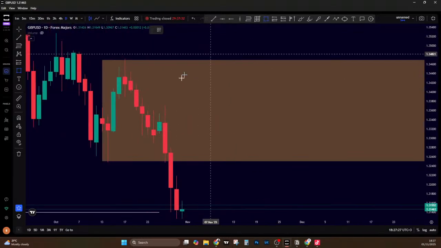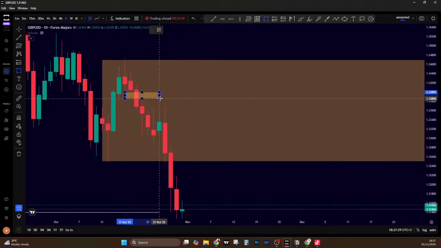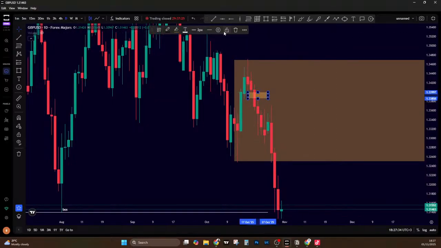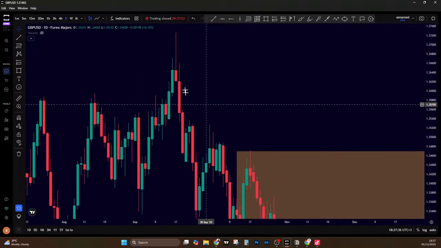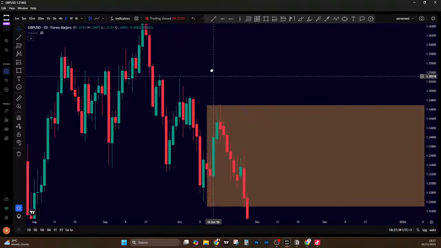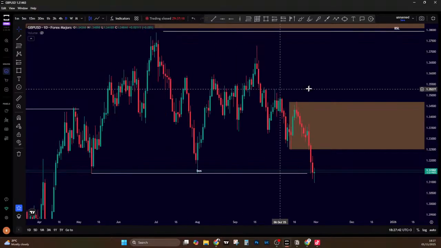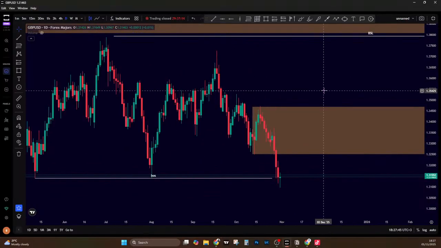We have a small FVG there, but as I've seen the market, it is leaving FVGs that are not that strong. So we will want to do something here so that we understand if the market goes up, where are we expecting the market to go up to?